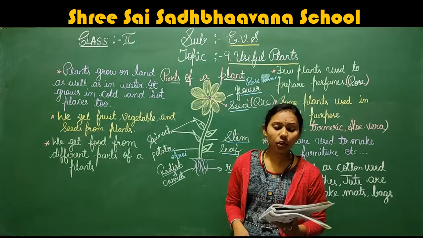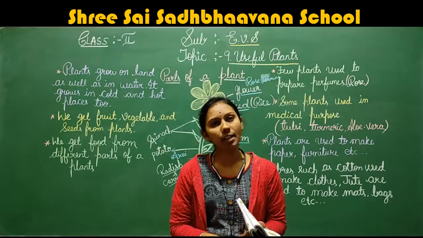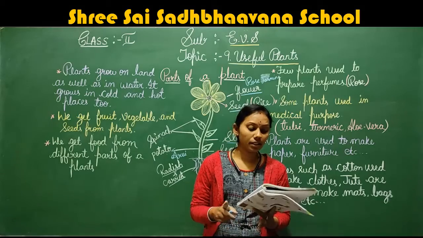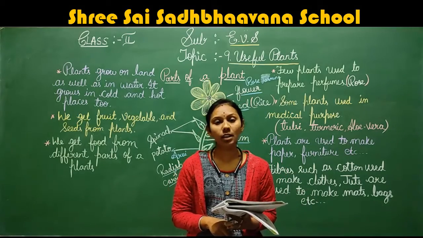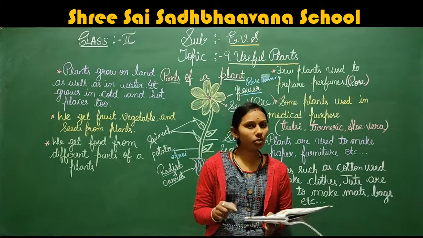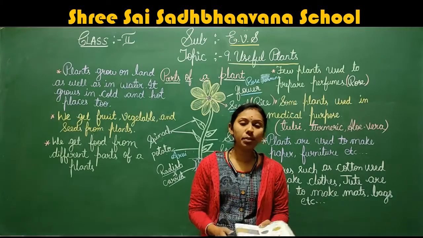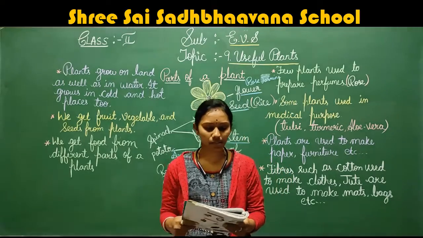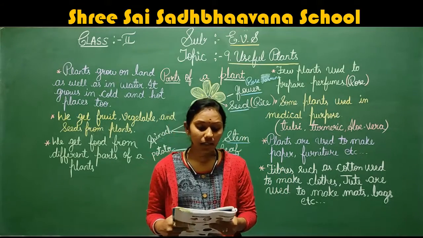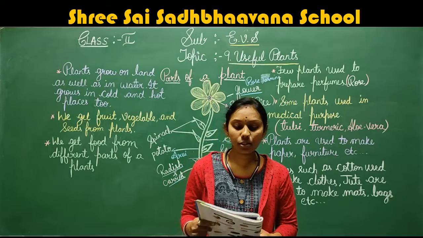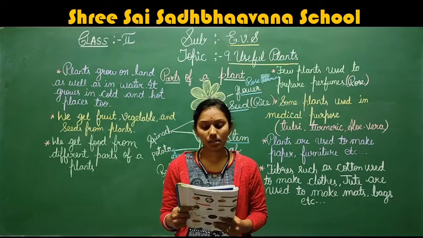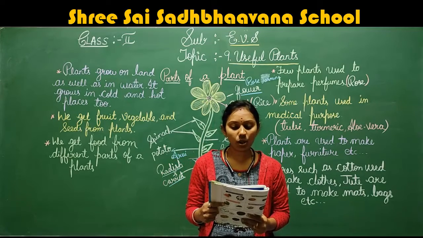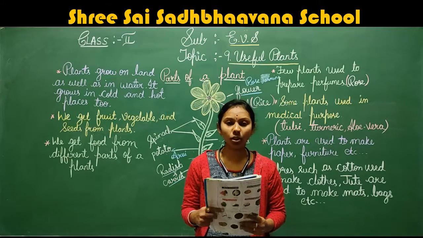Okay? Now we understood. Fruits we get from the plants. Vegetables also we are getting from the plants. Then the tea, coffee and sugar also we are getting from the plants. Then the spices also we get from the plants. Okay. Next, plants give us oil. Seeds of groundnut, mustard, sunflower and coconut are crushed to get oil. Oil is used for cooking food.